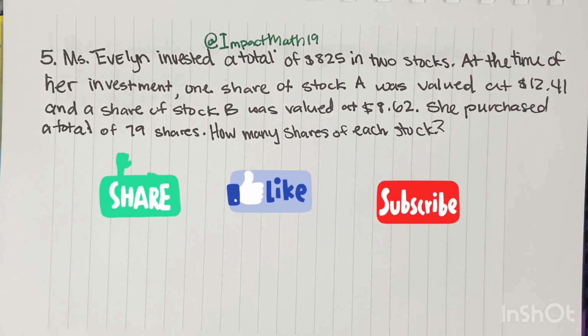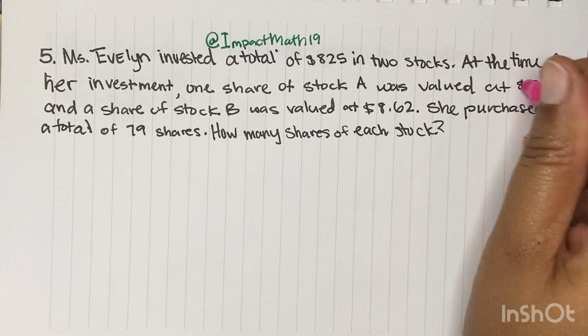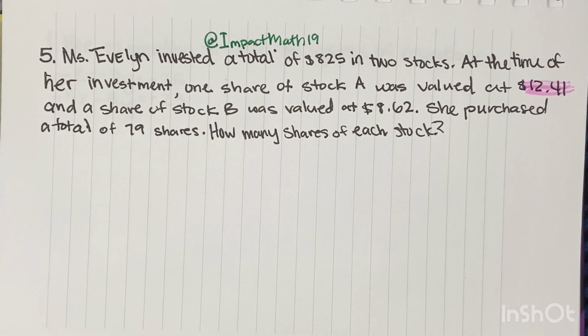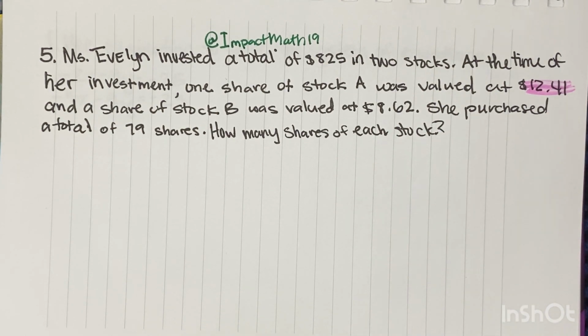All right, number 5. Miss Evelyn invested a total of $825 in 2 stocks. At the time of her investment, one share of stock A was valued at $12.41, and a share of stock B was valued at $8.62. She purchased a total of 79 shares. How many shares of each stock?